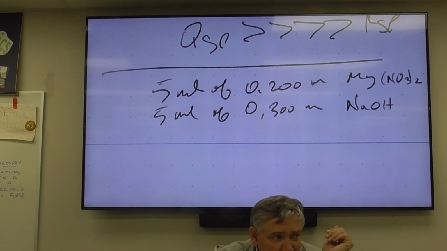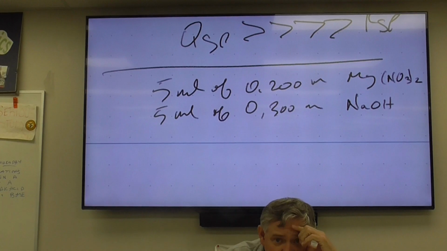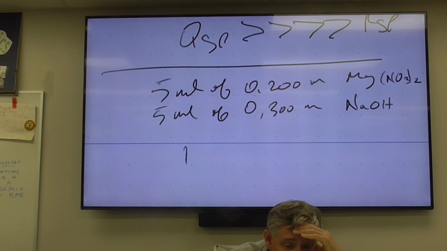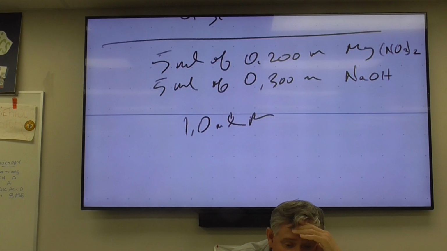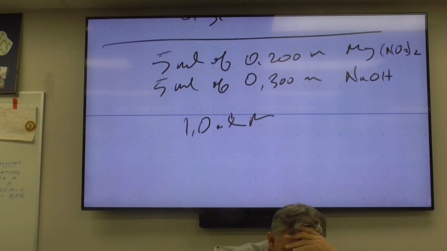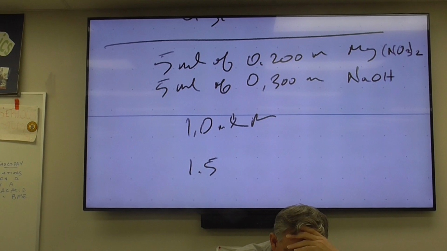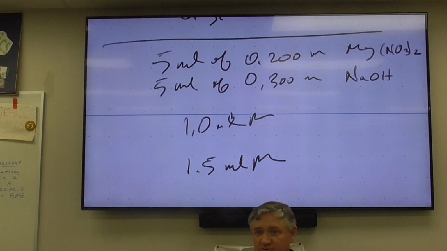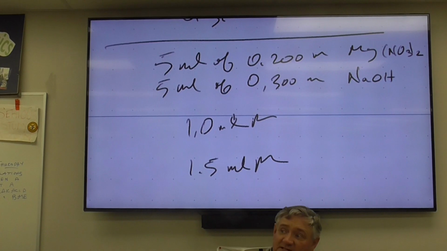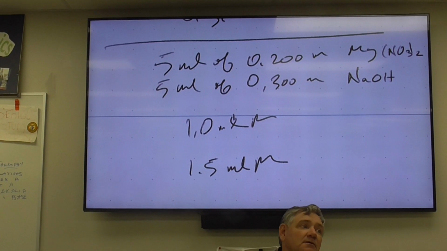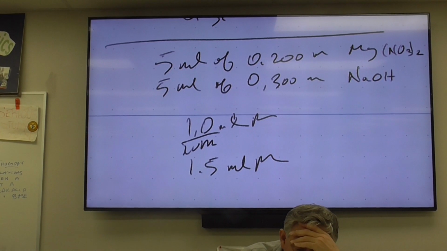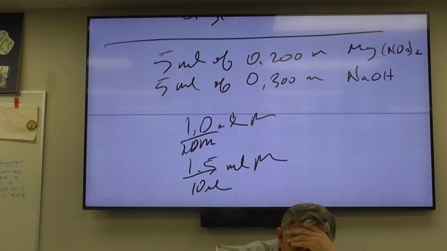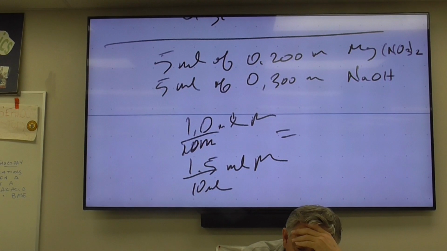If you don't believe me, go over the math again. Take 5 times 0.2, you get 1 millimole, true? And if I take 5 times 0.3, I get 1.5 millimoles, true? But what's your next step? To divide by what? 10, the total volume. So I divide by 10 millimoles. Guess what? This becomes 0.1, and this becomes 0.15.